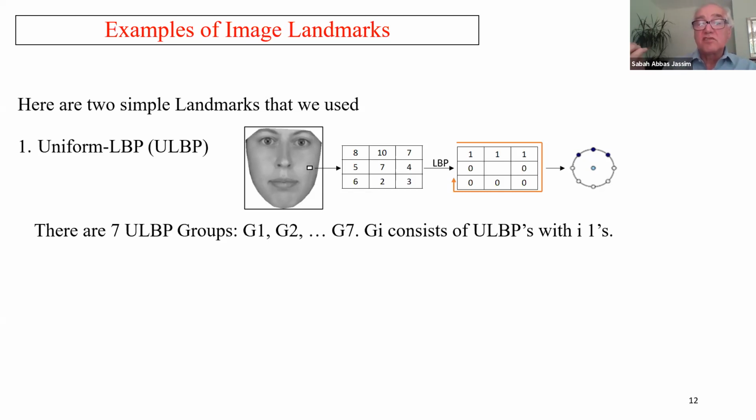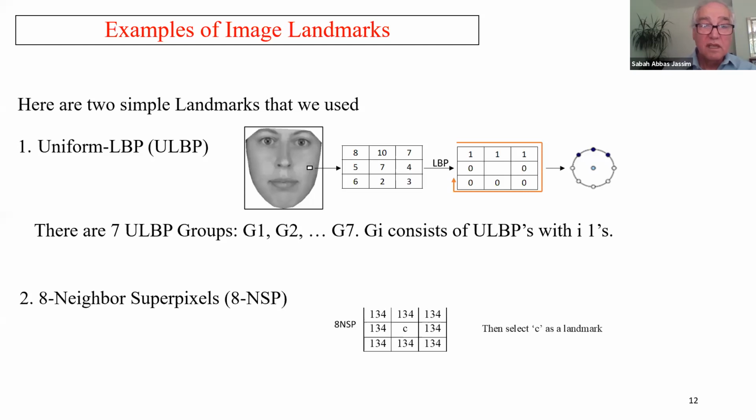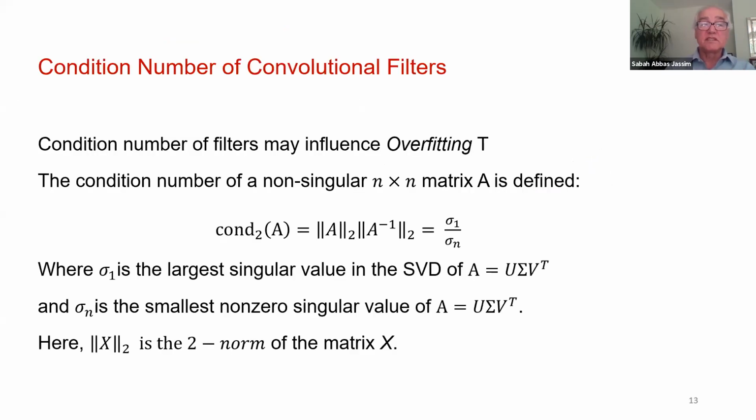We can take each one of these and build a topology around it. We can also use another one, which we got from other people using superpixels, whereby we look at the pixels where the surrounding 8 are all of the same value. We call this the superpixel, 8NSP. So we use all these things, but we are going to focus on the uniform LBPs. And there are many, many other ways of picking up these things.